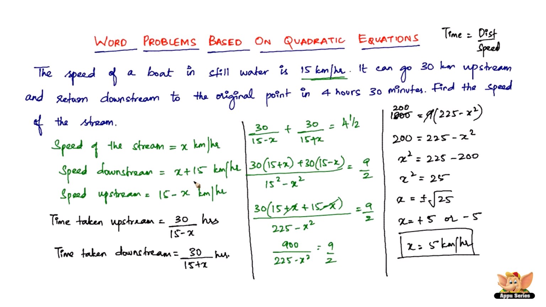That's little logic. Once you get that, you need to get to the time, because the sum of the times of the upstream and the downstream travel comes up to 4.5 hours. For that, you need to know this formula: time equals distance by speed. That's all. That ends this problem as well as this video. I'll see you in the forthcoming videos with more word problems on quadratic equations.